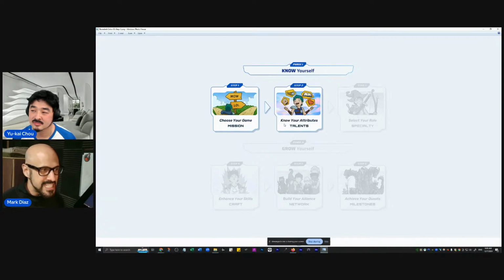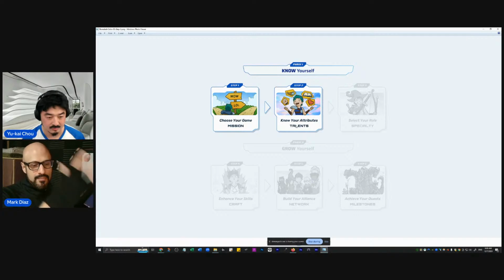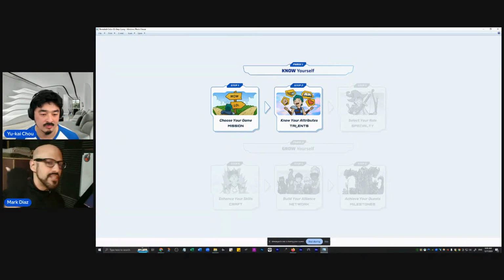Then the next step is knowing your attributes. Knowing your attributes is knowing basically your game stats. When you play a video game, for example, anyone familiar with Dungeons and Dragons, you have strength, you have dexterity, you have all of that. Well, attributes is basically that, but particular to you.